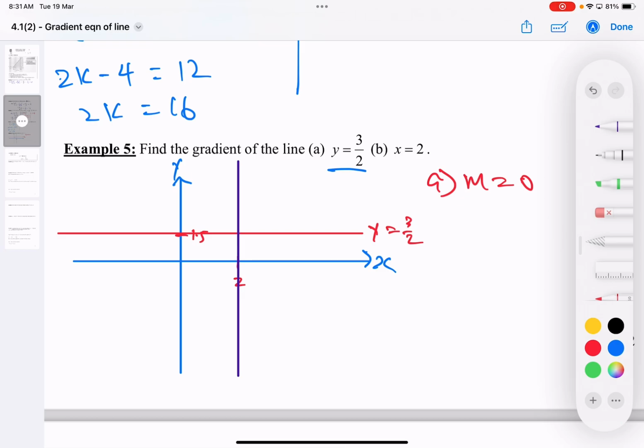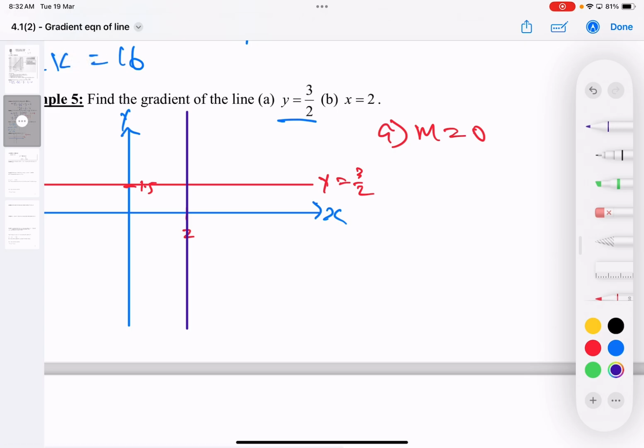Okay? Now I have a question. Then what is the steepness of this line? What do you think it is? What is the steepness? No calculations needed. If you are saying it's 0, is this line steep or not? Very steep, right? But you're not able to put a number to it. Why? Because maybe it's infinitely steep. The answer is undefined. Okay? So for part B, it is undefined.